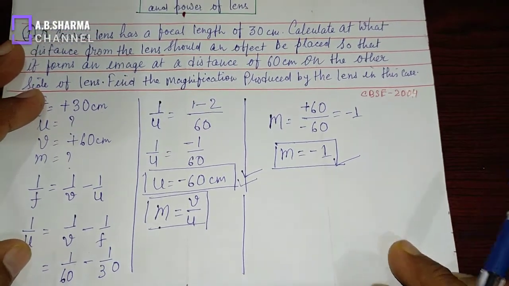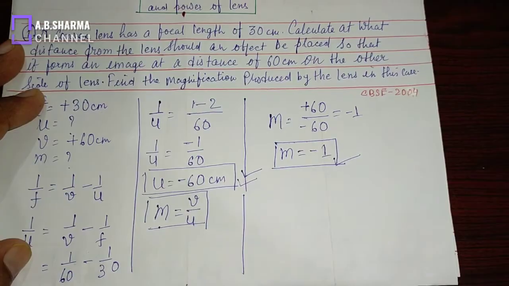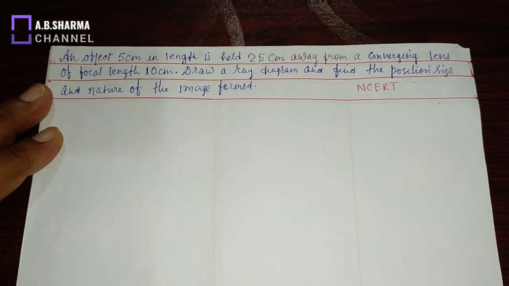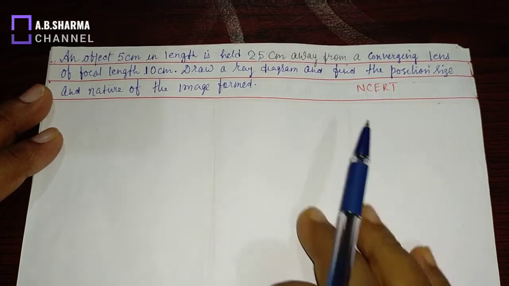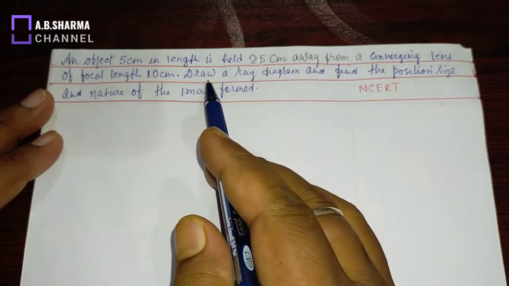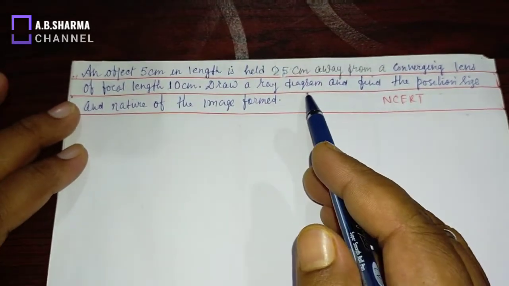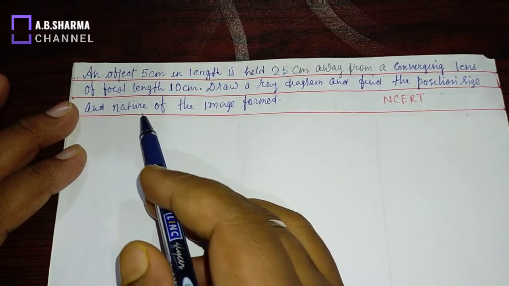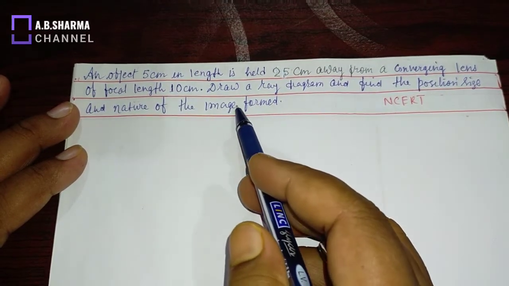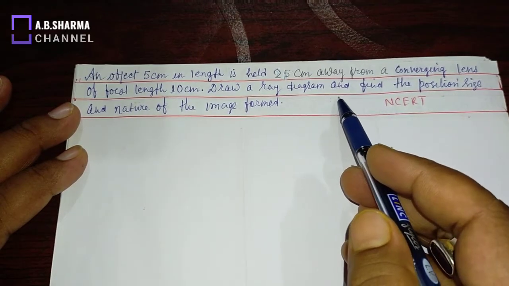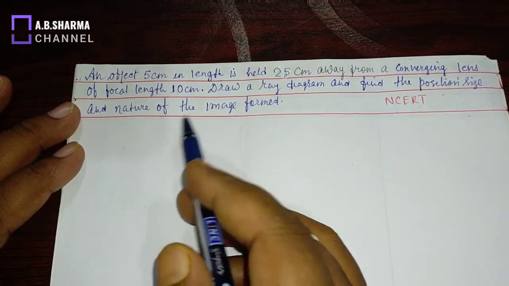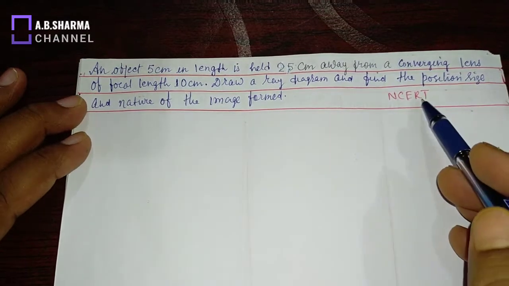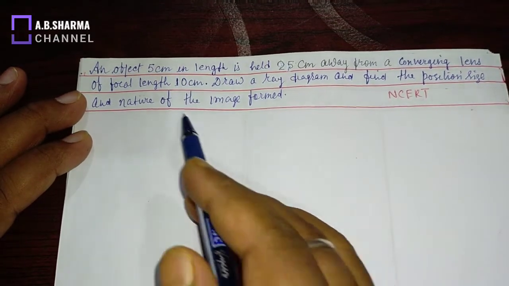Now see the next question. An object 5 centimeter in length is held 25 centimeter away from a converging lens of focal length 10 centimeter. Draw a ray diagram and find the position, size and nature of the image formed. This question I have taken from NCERT book.